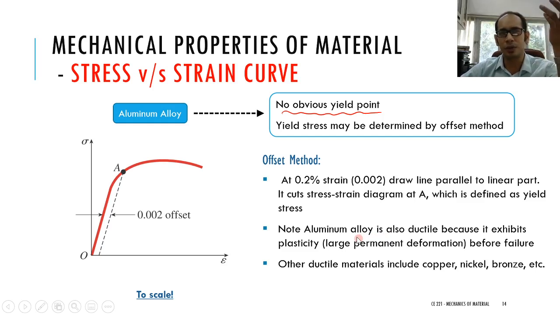bronze, wrought iron, maybe to a certain extent. Not cast iron. Cast iron is a brittle kind of a material. So you get the overall idea of what I'm talking about, the ductile materials, right?